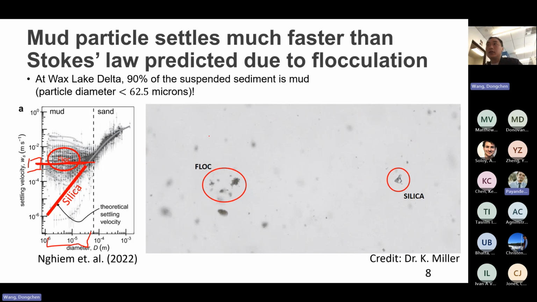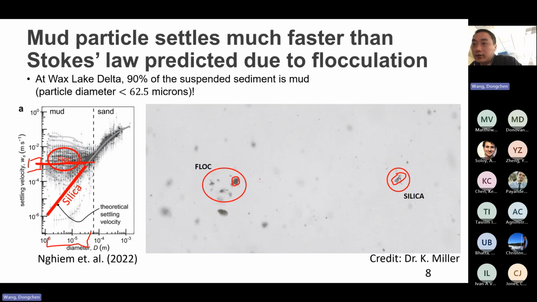And this is the floc we observed in the field. This is a lab experiment example, but in the field it's something similar. The floc has a size of maybe 100 to 200 microns, if I remember correctly. So it's very similar to fine or medium sand grain size. That's the floc size observed.